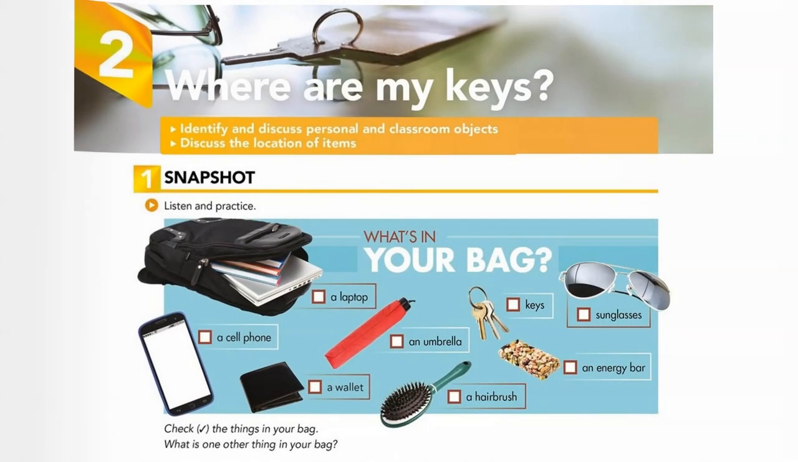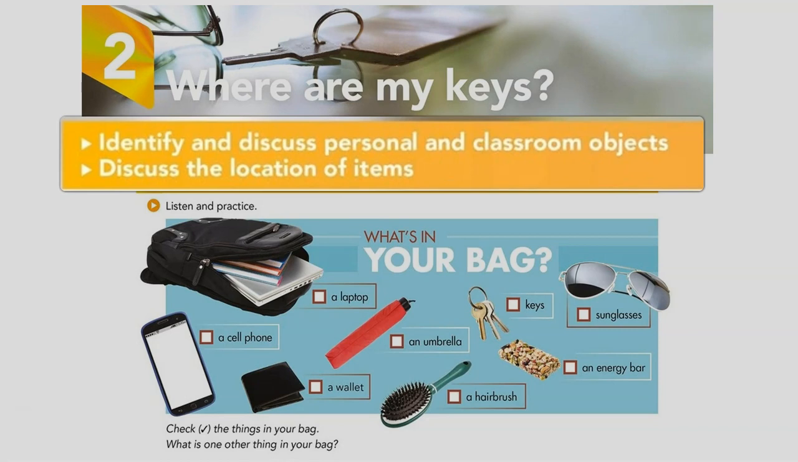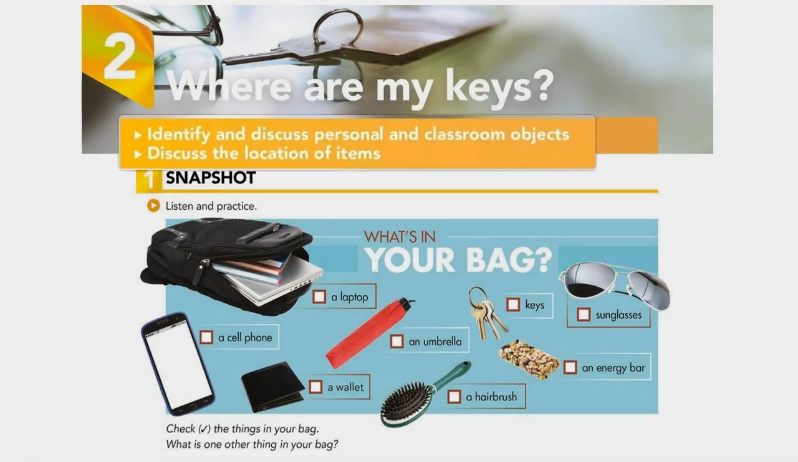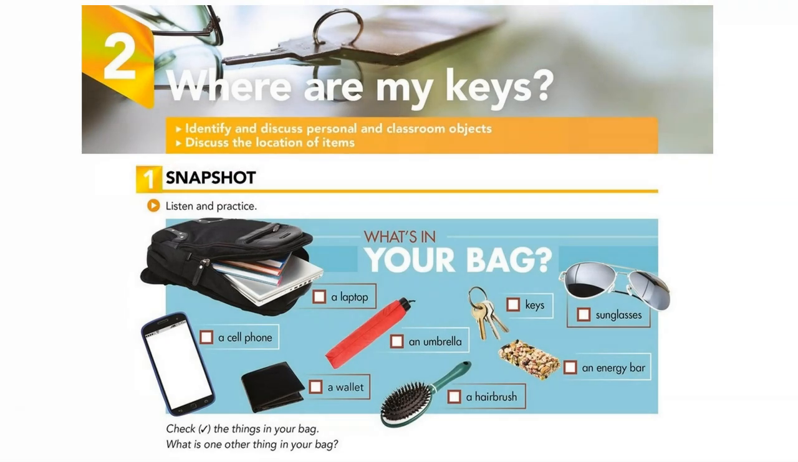El objetivo de esta unidad es enseñarte a identificar y comentar sobre objetos personales y del salón de clases, así como su ubicación. Escucha el nombre de los siguientes artículos y su pronunciación.